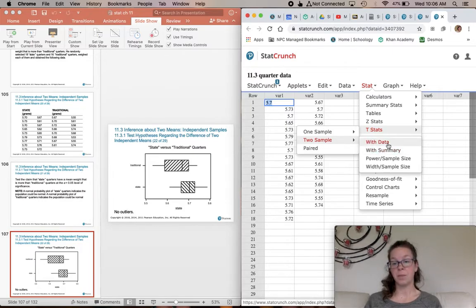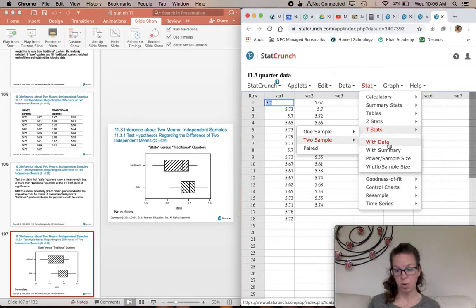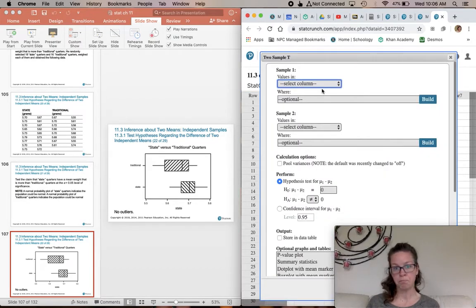We have data this time. You might have a summary in some problems if it tells you, took these two samples, there was this many in each sample, these were the means, these were the standard deviations, and it just gives you that, then you would choose summary. But we actually have the data here. We know how much every quarter weighed. So we choose data. I'm going to tell it where that data is.